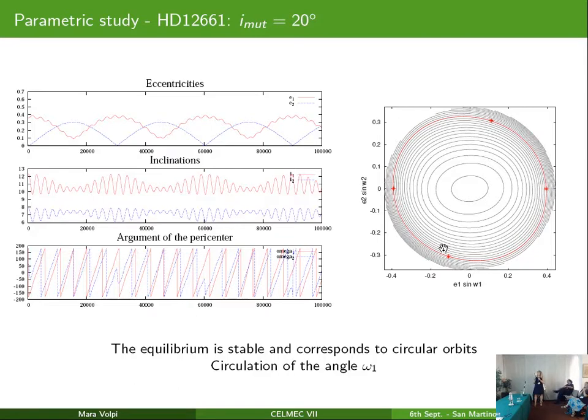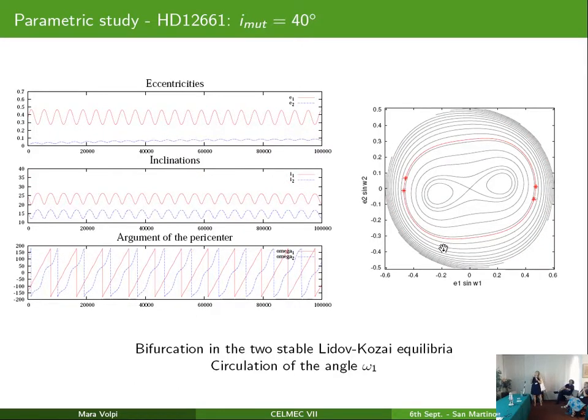As we let the mutual inclination get higher values, what we see is that the point of equilibrium that was in the center and that was stable becomes unstable. And what we see is that the equilibrium point that was in the center bifurcates into stable equilibria. This does not affect our motion yet, because our initial conditions are such that we are not interested in this island anymore.